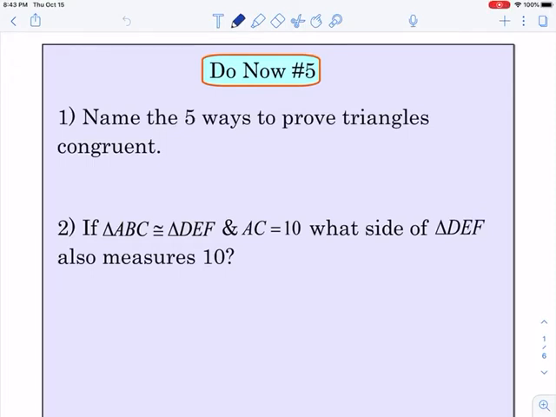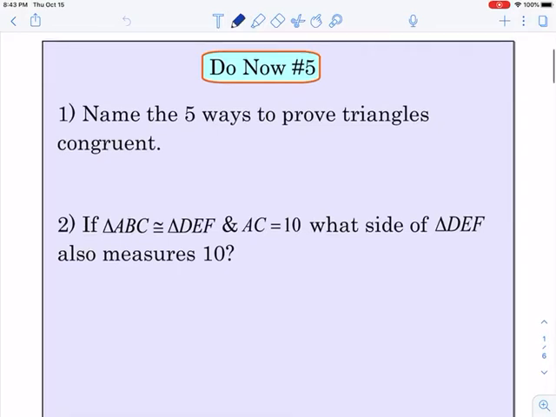For Do Now number 5, for question number 1, we want to name the 5 ways to prove triangles congruent. Again, that's angle-angle-side, side-angle-side, side-side-side, angle-side-angle, and hypotenuse-leg.